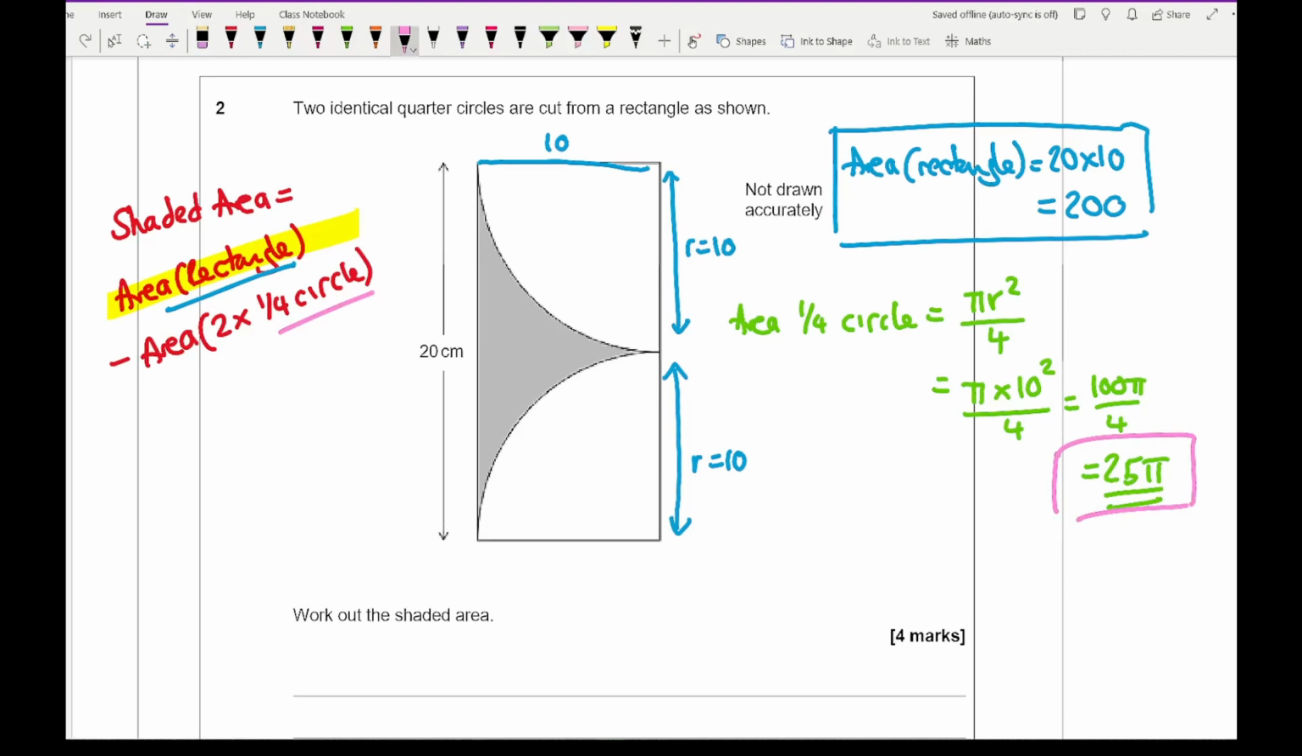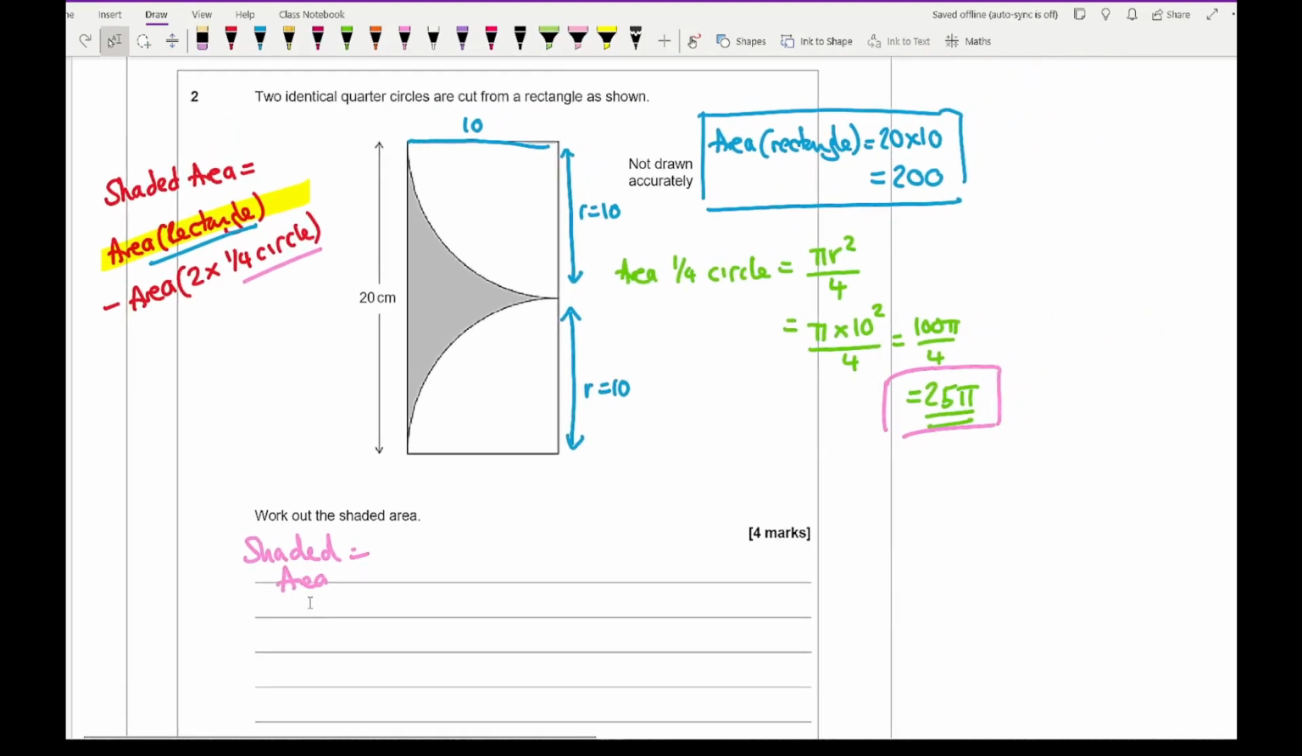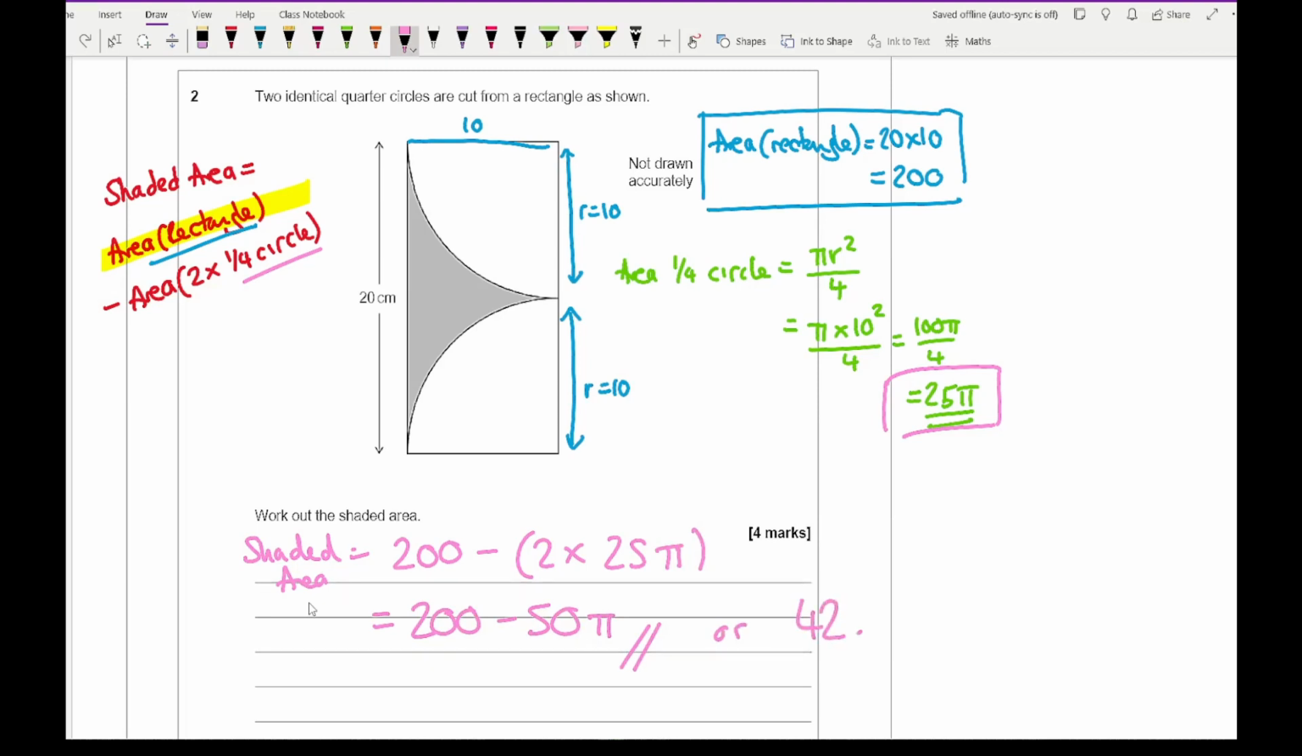So then working out the shaded area, let me just scroll down a little bit so we get a bit more space. Actually, let's zoom out so we can see it. So the shaded area is going to be 200 minus 2 lots of 25 pi. So then working that out, leaving my answer in terms of pi is going to be this, or I could just type that into my calculator and I get an answer of 42.9, and that's going to be centimeters squared, and that's been rounded to 1 decimal place.